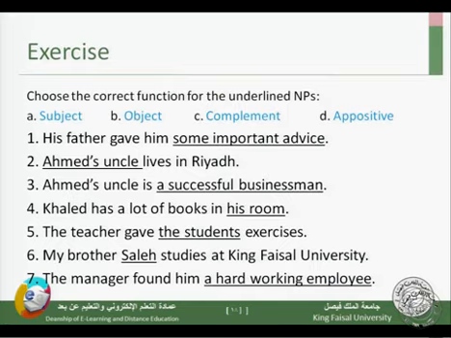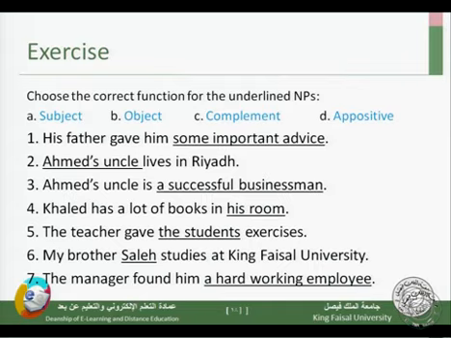Number 2: Ahmed's uncle lives in Riyadh. So the noun phrase is Ahmed's uncle, and we have the verb lives. Of course, a sentence needs a subject and a predicate, and in this case the subject is an NP. Subjects are NPs, and the NP here comes before the verb and it serves as the subject. So Ahmed's uncle is the subject. This is an easy one. So number 2 is A, subject.